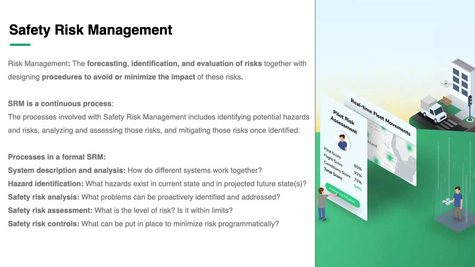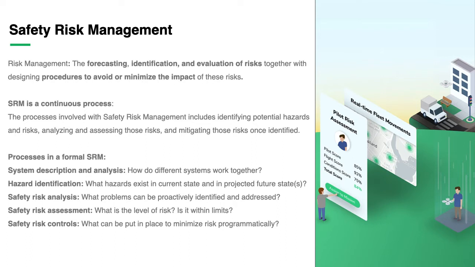The second element is safety risk management. And as with any other form of risk management, it deals with the forecasting, identification, and evaluation of risks, together with designing procedures to avoid or minimize the impact of these risks. So what does that mean?